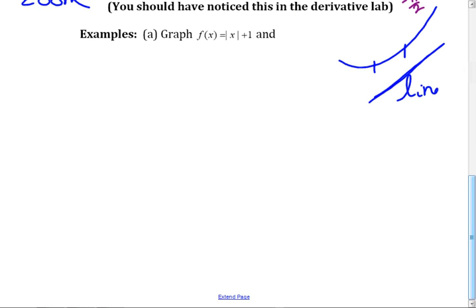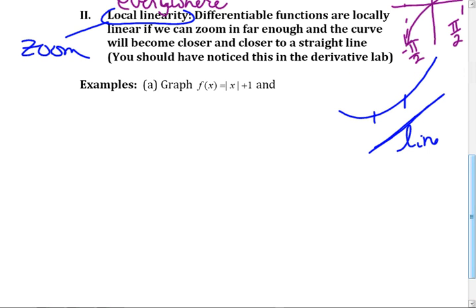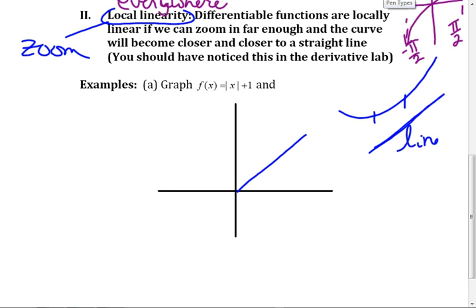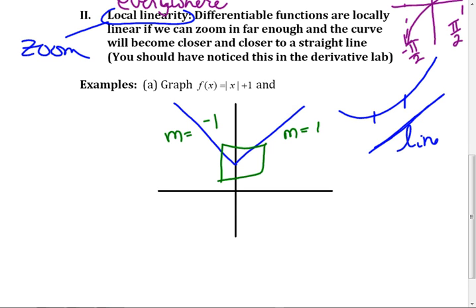So what about this one? What does this graph look like? Well, I'm going to do my absolute value function. Set it at 0, and what does the plus 1 do? Shifts it up 1. And no matter how much you zoom here, we just did the other one, we don't have to do this again. Can you ever get to make it look like a straight line? No. The slope on the right side is 1. The slope on the left side is -1. I can't get those to ever be the same. It would have to go through 0, and they're not. So it's not differentiable at 0.